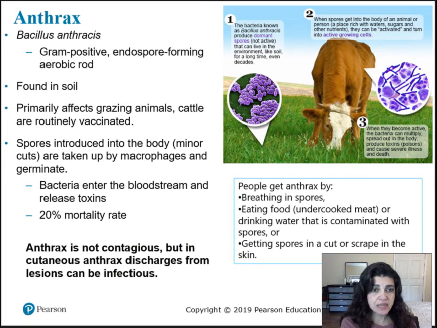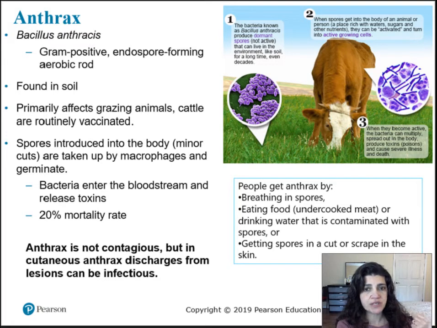Bacillus anthracis is the name of the etiological agent. Gram-positive, forms endospore, and it's aerobic, okay? So these bacteria are found in the soil. Usually grazing animals are the ones that get them primarily, so they need to be vaccinated. If they're not vaccinated, they just keep spreading the bacteria into the soil, right? To other neighborhoods, to other areas where the spore was not present, and then they spread.